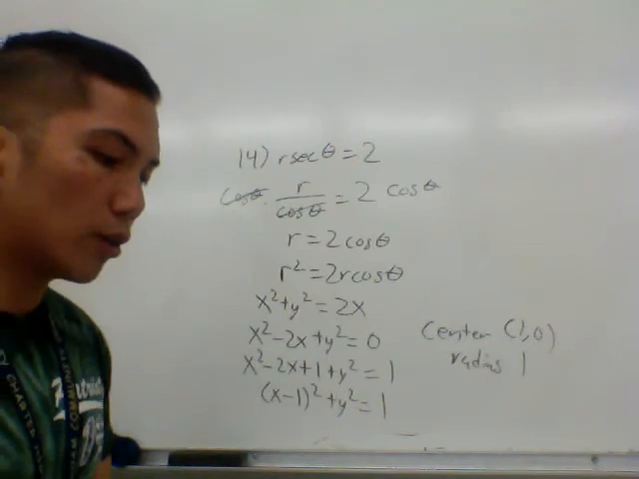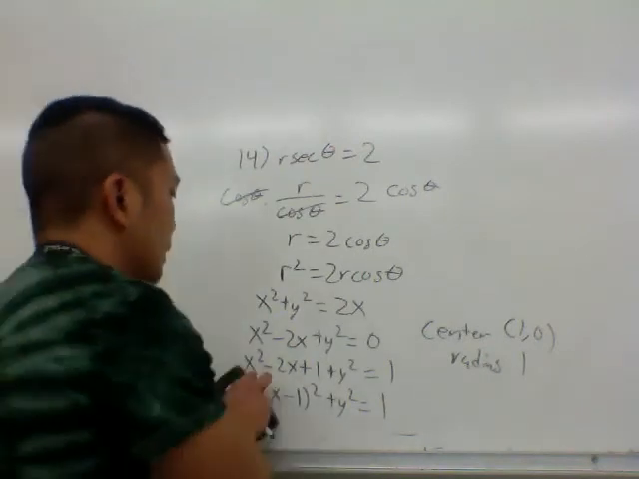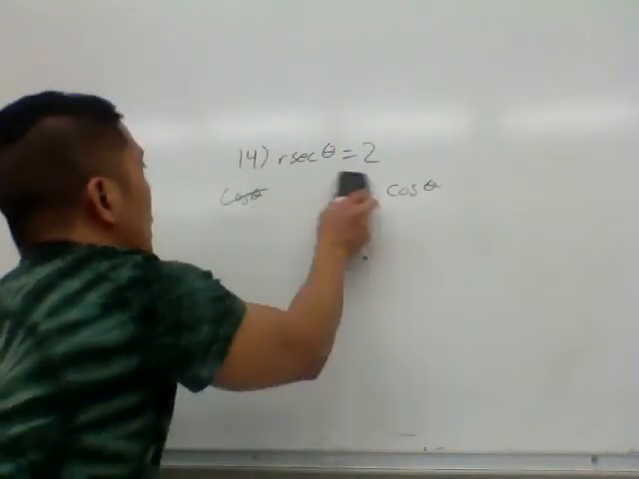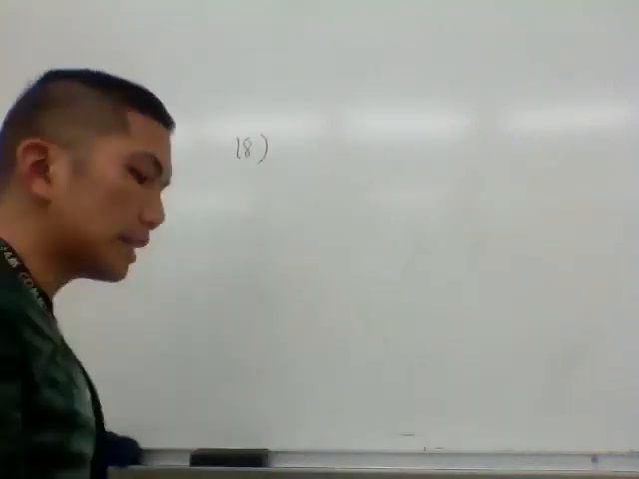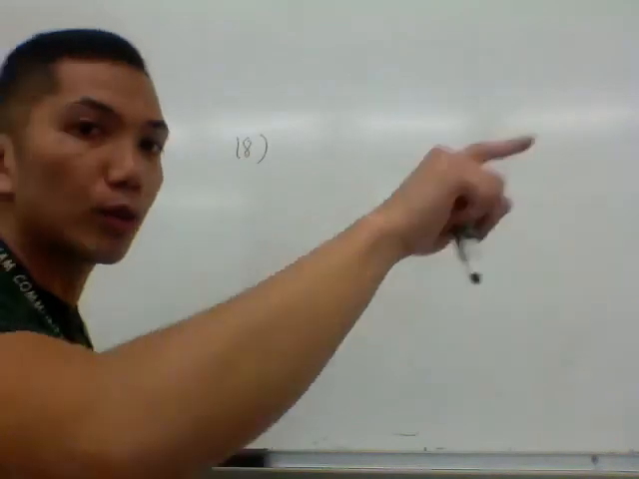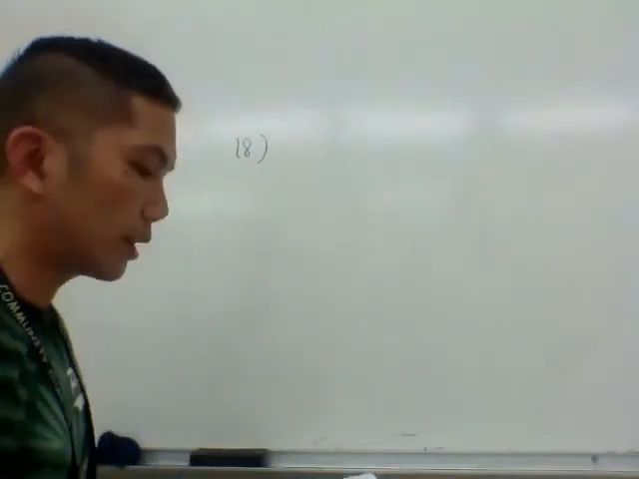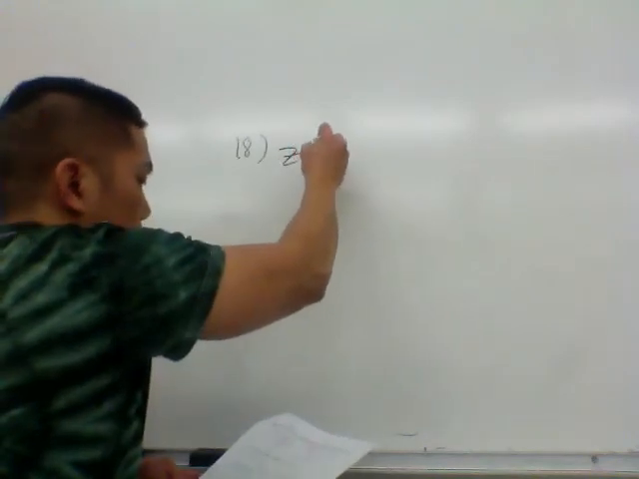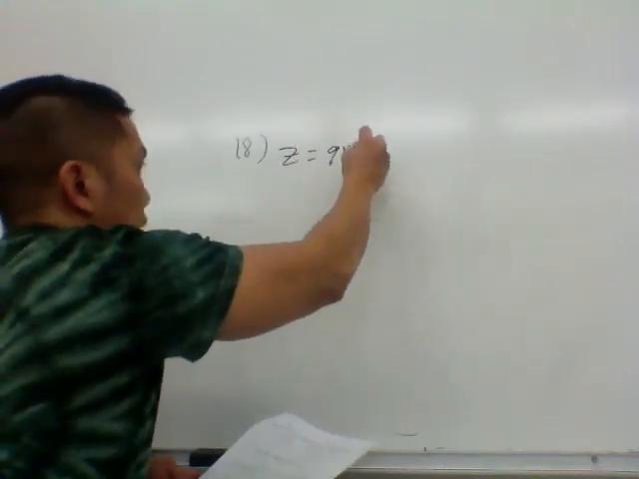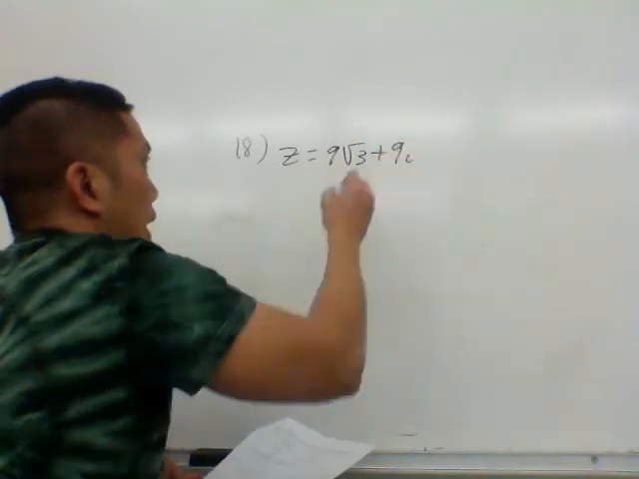So I want to go to number 18. Now, number 18, there's a mistake here. There shouldn't be a square root going across the entire thing. So for number 18, fix that: it should be z is equal to 9 root 3 plus 9i.